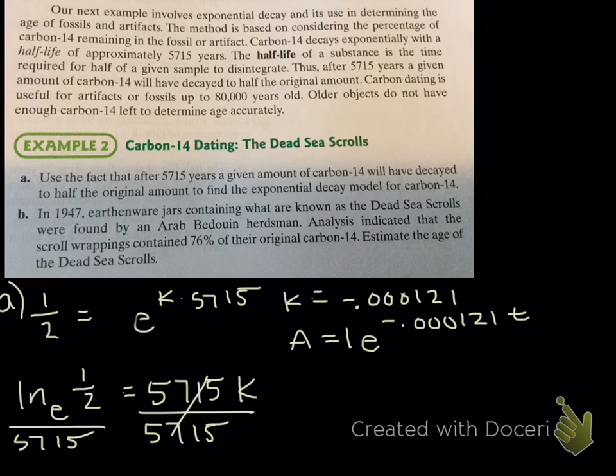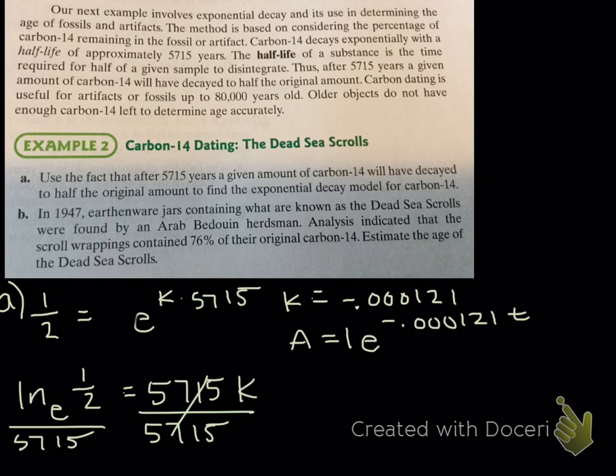Letter B says in 1947, earthenware jars containing what are known as the Dead Sea Scrolls were found by Arab Bedouin herdsmen. Analysis indicated that the scroll wrapping contained 76% of the original carbon-14. Estimate the age of the Dead Sea Scrolls.